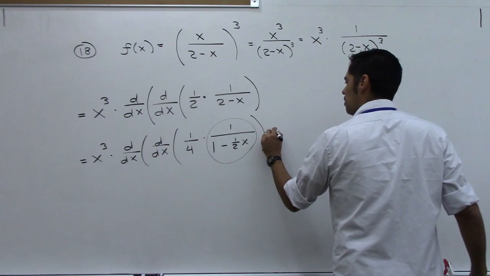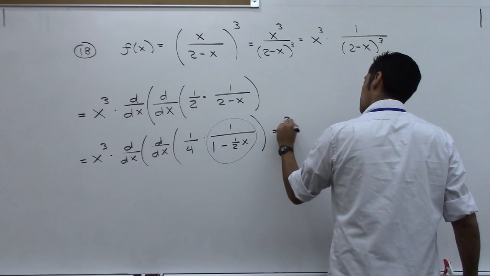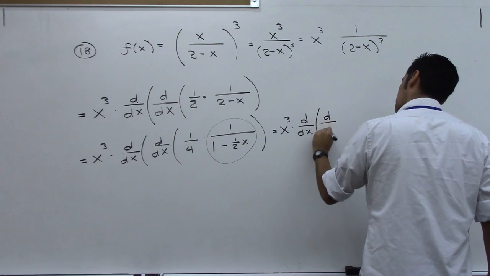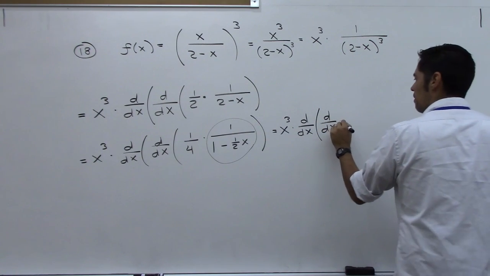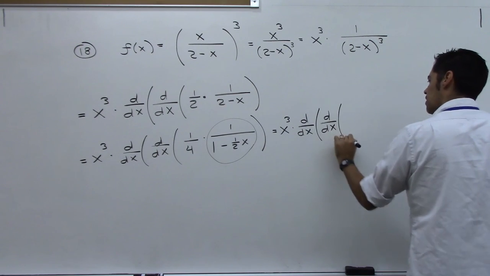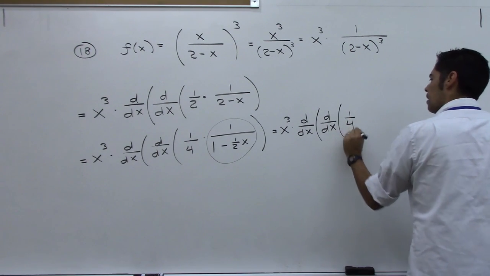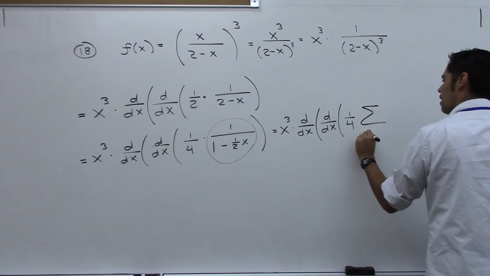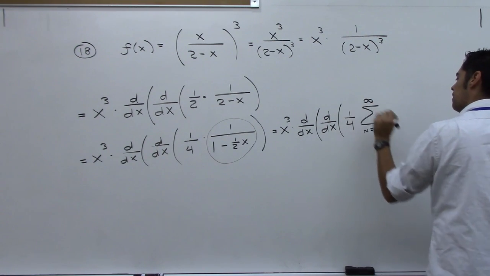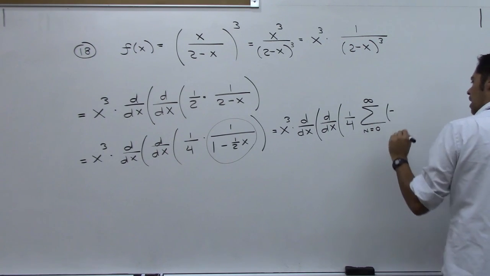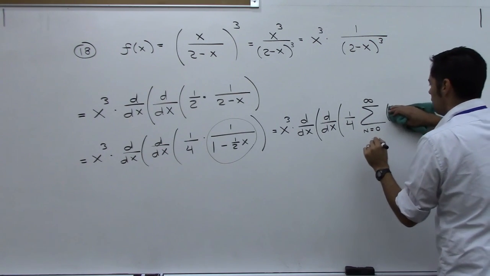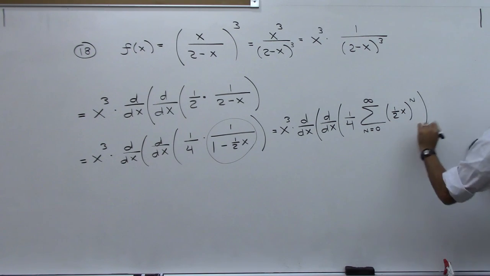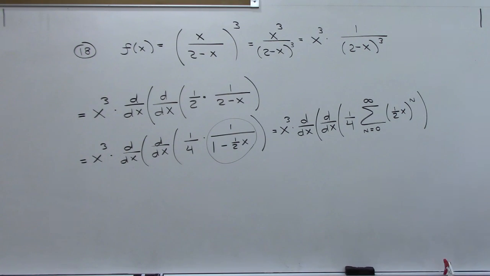So this is equal to x cubed times the derivative with respect to x of the derivative with respect to x of, let's see, 1/4 is this. And now this is a power series. Sum n equals 0 to infinity of, not negative 1/2, positive 1/2 x to the n. All right, so what do we get here?